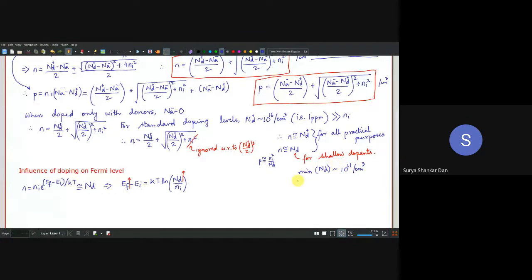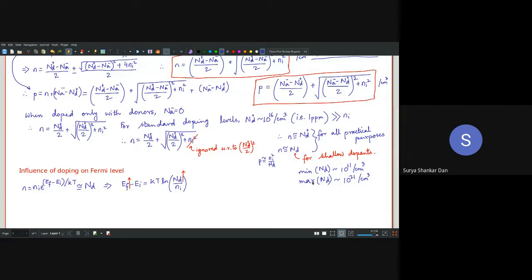So what is the maximum value of ND? Remember, I am putting ND here, but it is also valid for the acceptor Na. What is the maximum value? One order lower, 10 power 21? That means at least one order lower than the atomic concentration of silicon. This is a typical question which is asked in interviews, so keep that in mind: what are the standard values?